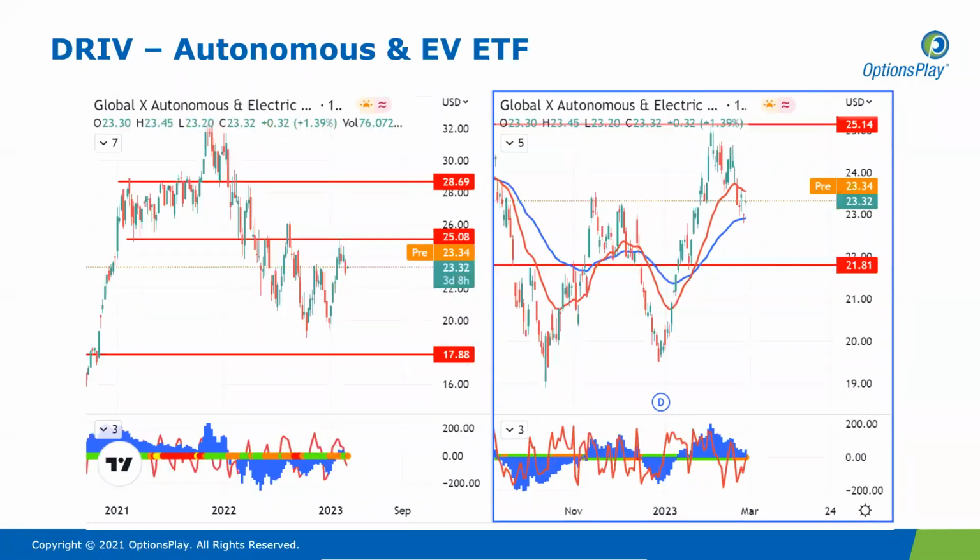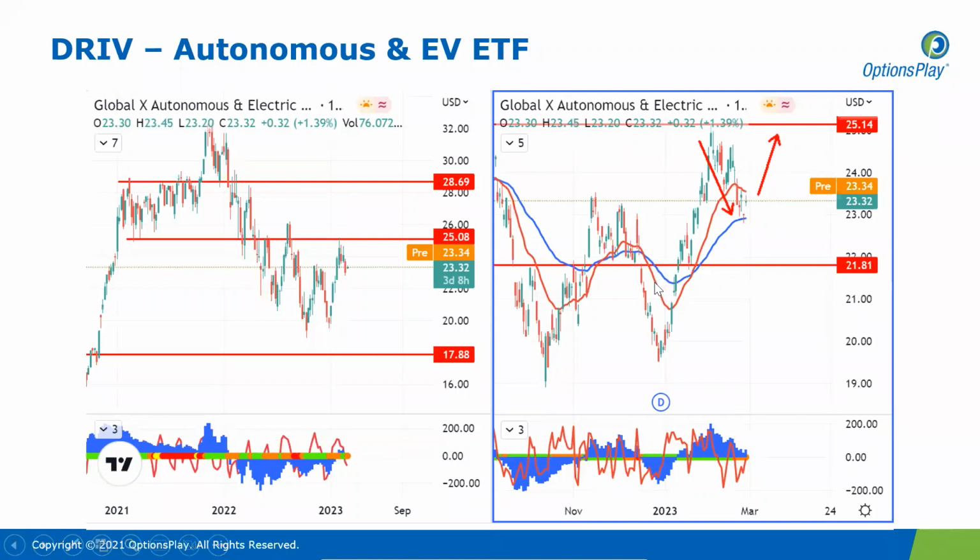And next, looking at DRIV, which is the Global Autonomous and Electric Vehicle ETF. So I still like this name, very similar chart to that of home builders, where we are seeing price find support once again at the 55-day exponential moving average after initial reversal lower from that 25 area of resistance. Set to open pretty much at the same level that it closed at yesterday, this morning. And I still think that a bit more bullish confirmation would lead me to believe that price would be on its way back to that 25 area.